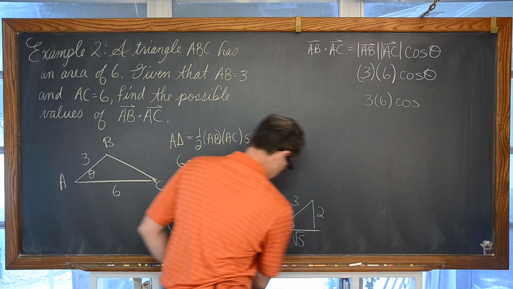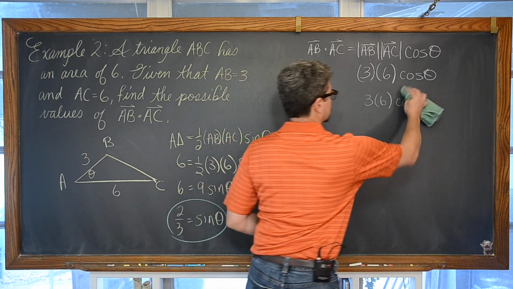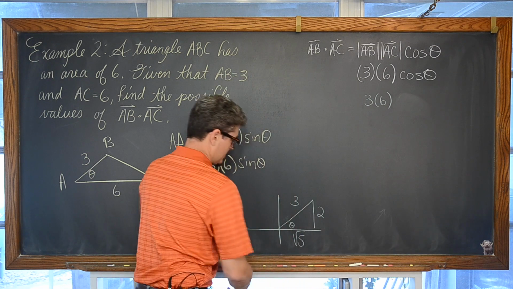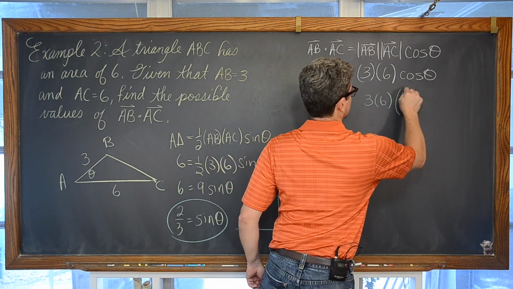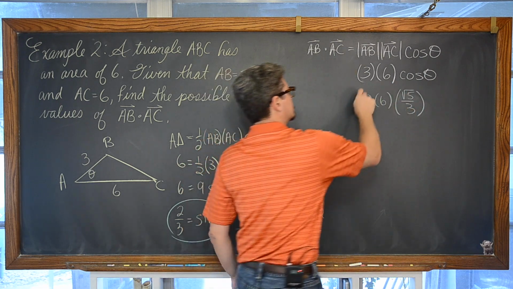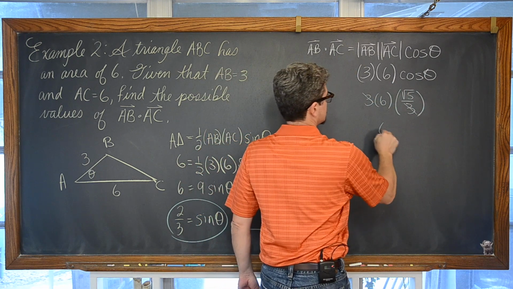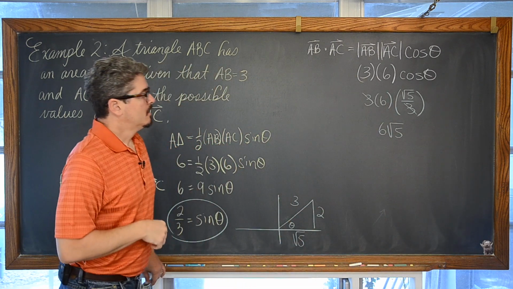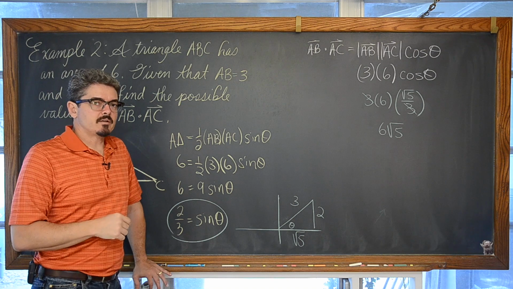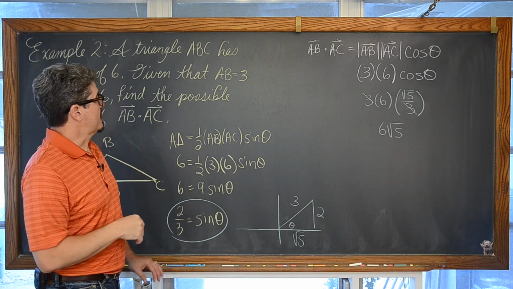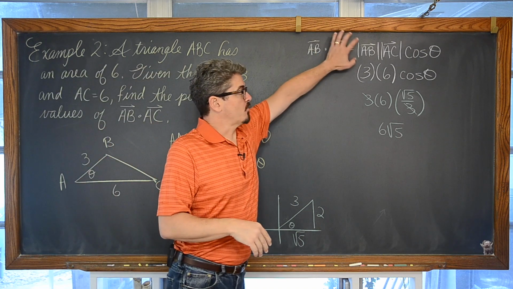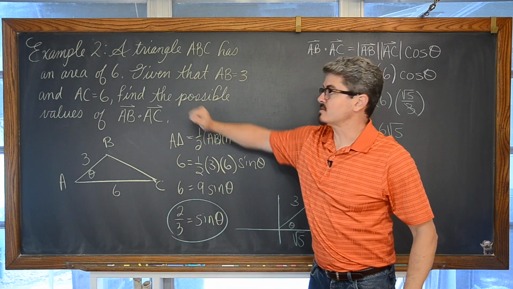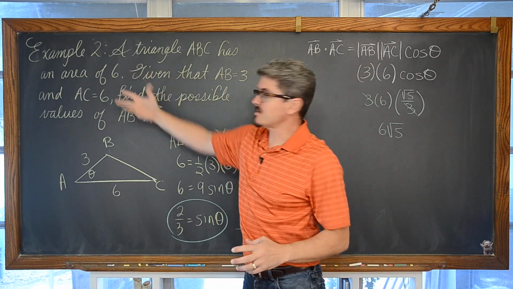Cosine of theta now is going to be, from this diagram, square root of 5 over 3. The 3's cancel out, and we have 6 square root of 5. Now, if that's all you put down in your answer, then you have shown a lot of understanding. You wrote down the formula that ties to the question. You have realized this is a geometry problem.